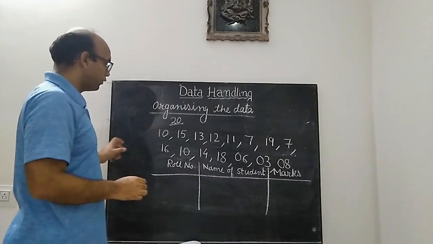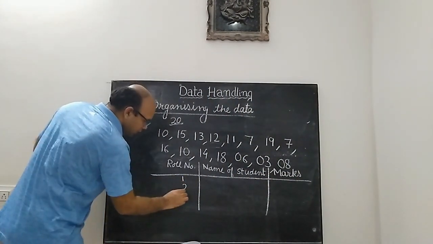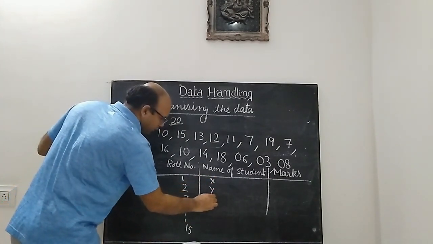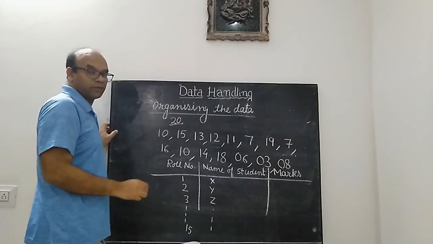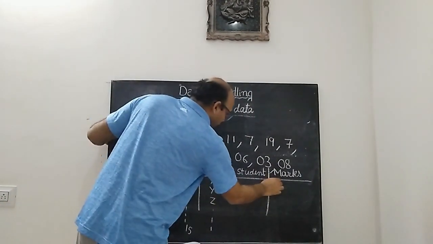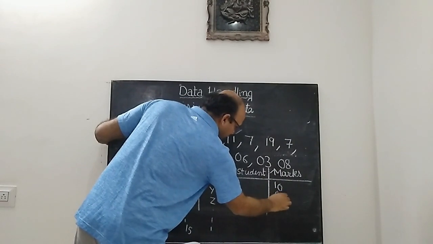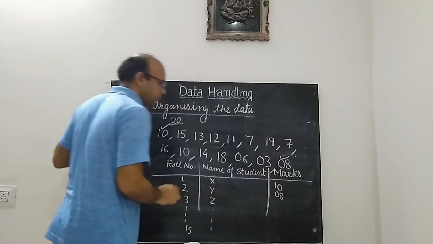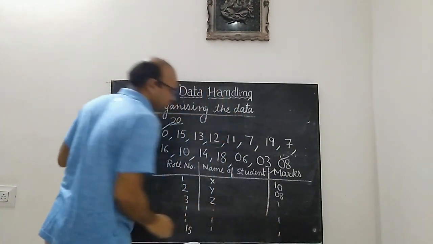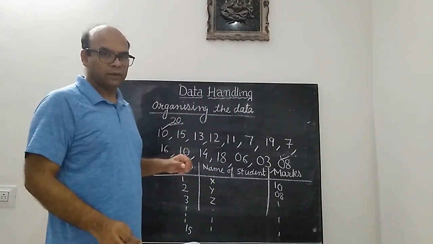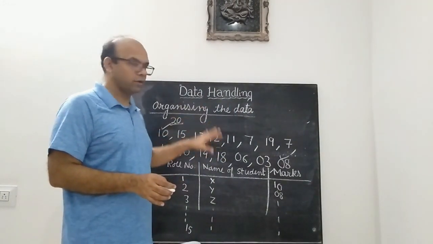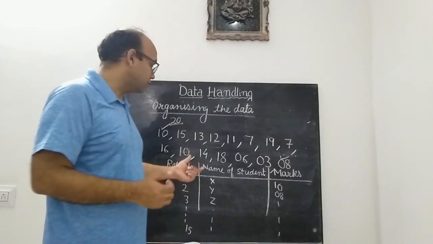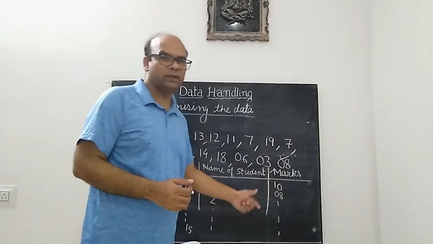So we write the roll number, say 1, 2, 3 till 15. We write the names of the students, and the corresponding marks, say 10, 8 and so on. Like this we can write the marks of the students. This is one of the ways of organizing the data, where at a glance we will get to know what marks were obtained by the various students of the class.